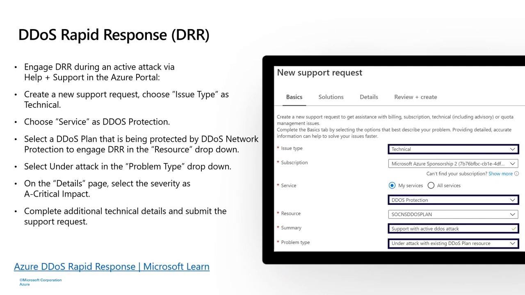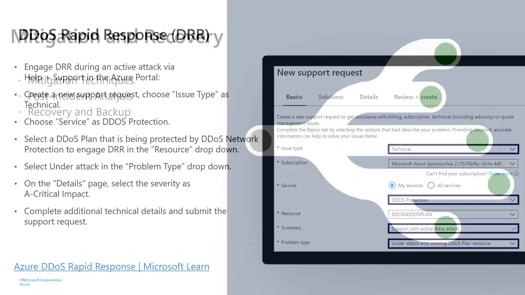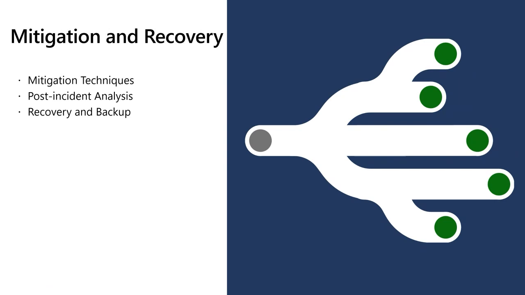So having taken a look at our communication, the next thing we'll take a look at is mitigation and recovery. So here we look at this mitigation specifically from the viewpoint of Azure DDoS protection. What does it do in the backend to mitigate that DDoS attack? What are some of the post-incident analysis that you can take a look at or do? And then finally, we'll mention as a good practice and as part of business continuity, you always have recovery and backup for your systems.